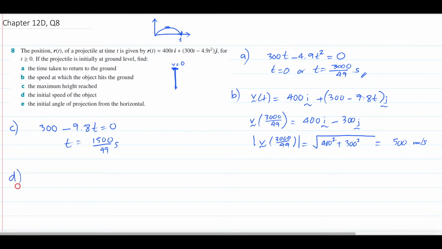Now, part D, let's have a go. Oh, actually, we haven't finished part C yet. We need to find the maximum height. So maximum height occurs at t equals 1,500 over 49.